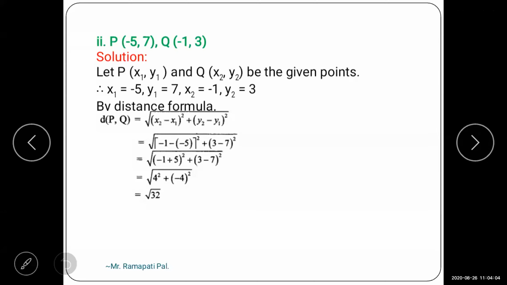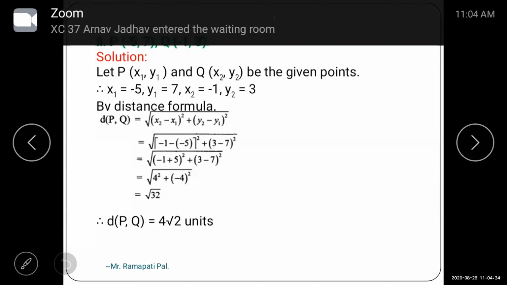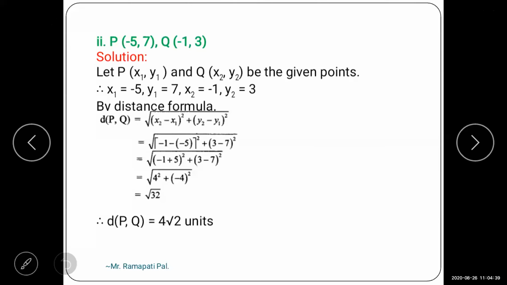Yes, Khushi. Very good. 16 twos are 32. 16 is the perfect square of 4. So the distance PQ is 4 root 2. Correct? Okay, very good. So 16 twos are 32, means factor of 32 is 16 into 2, but 16 is the perfect square, so it will come out from the square root. So distance PQ is equal to 4 root 2 unit.